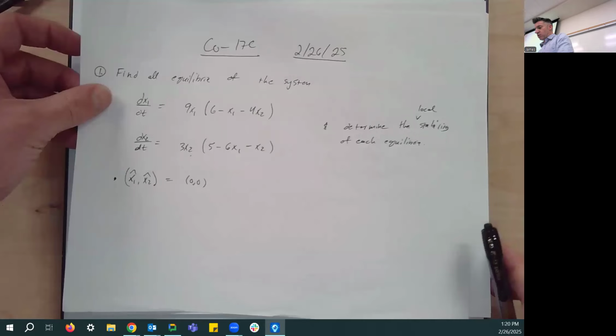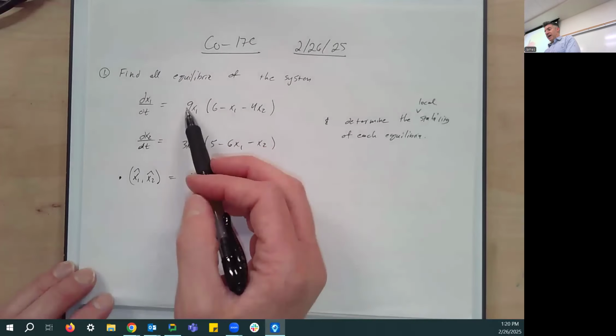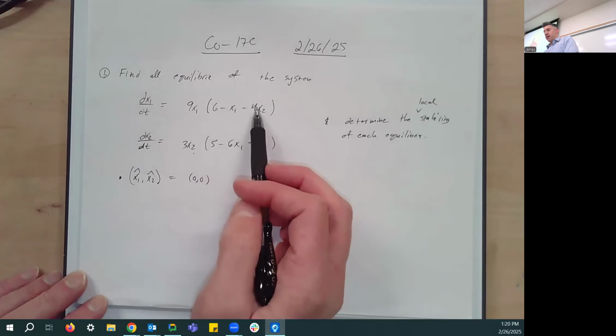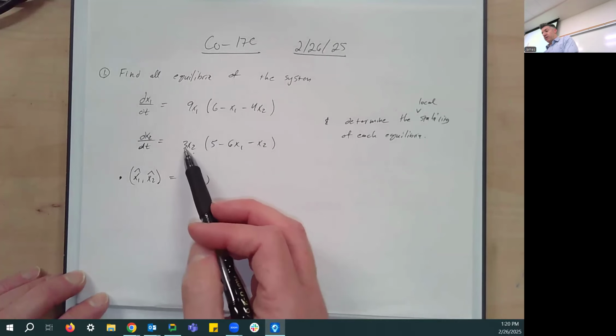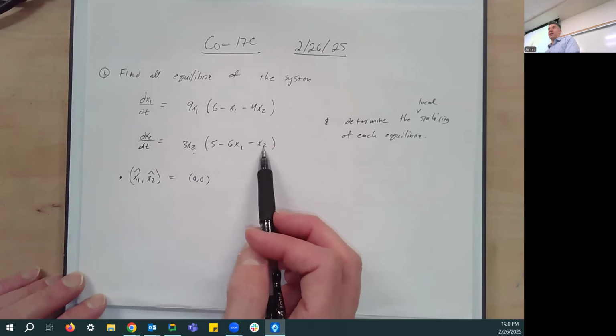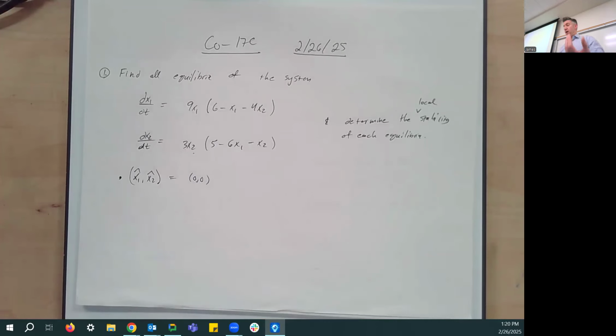Right? If you wanted to, you could think of this as 9x times 6 minus x minus 4y, and 3x times 5 minus 6x minus y, right? That's a totally different situation where if you graph that, kind of weird. Yeah, and again, if I'm thinking of these as partial derivatives, they really are, but that's kind of how I manage them.